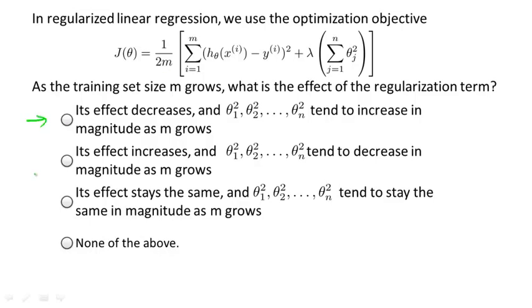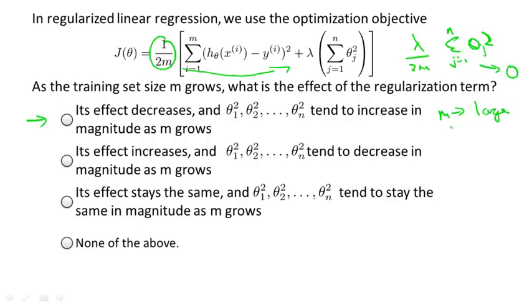Hopefully you got that the first one is the right answer. To explain why, we have this 1 over 2m term multiplying lambda, so the regularization term is lambda over 2m times the sum of theta j squared. As the training set size m grows, because of the 1 over 2m in the denominator, this term goes to 0, so the effect of the regularization diminishes, and thus the parameters will tend to increase in magnitude as the training set size grows. This is nice because as the training set size gets large, we need to worry less and less about overfitting, and thus we need less and less regularization, and this effect is naturally captured by our formulation.